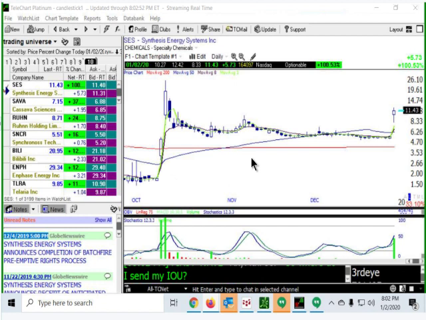Good evening, everybody. We're going to do some wide screens tonight to go through how to do some simple scanning techniques. And I shouldn't use the word simple, because they're all simple scanning techniques when it comes to candlestick analysis.